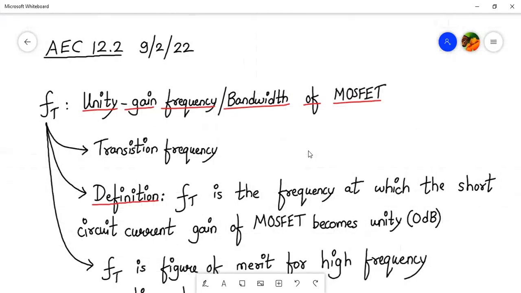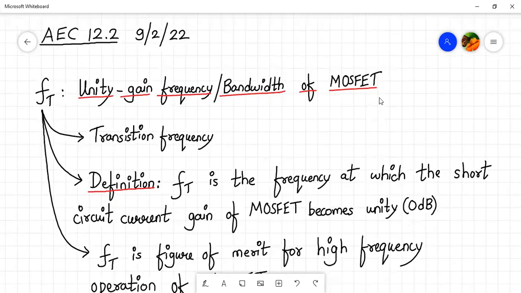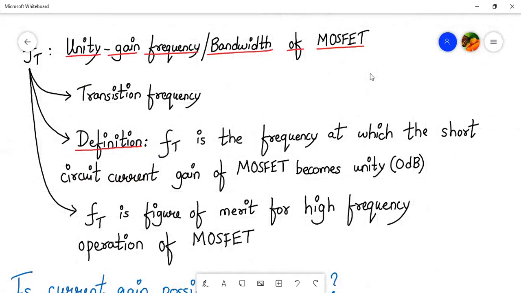Now, welcome to analog electronic circuits, continuing lecture number 12, that is 12.2. Today we will derive the unity gain frequency bandwidth for a MOSFET. What's the definition? Its name is transition frequency, as it was in BJT. FT is the frequency at which the short circuit current gain of a MOSFET becomes unity or 0 dB. Now, wait a minute.